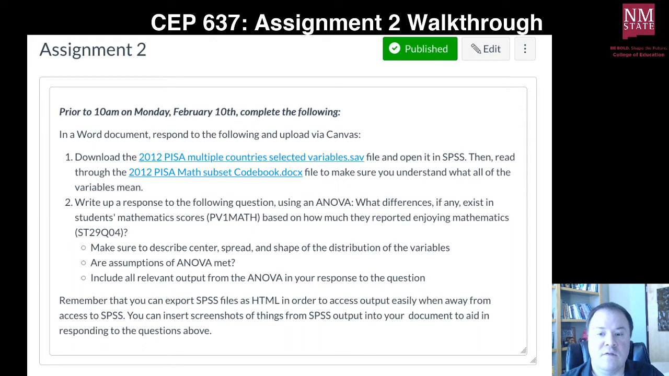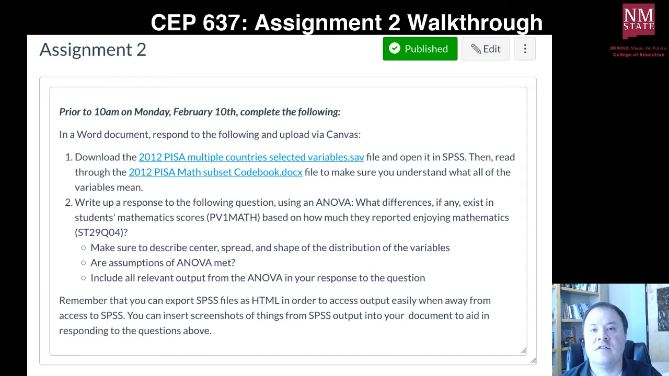set you will be using a variable named PV1 math, based on how much they reported enjoying mathematics, which will be the variable ST29Q04. And then make sure to describe center, spread, shape, examine if assumptions for ANOVA are met, and include all the relevant output from ANOVA in your response.